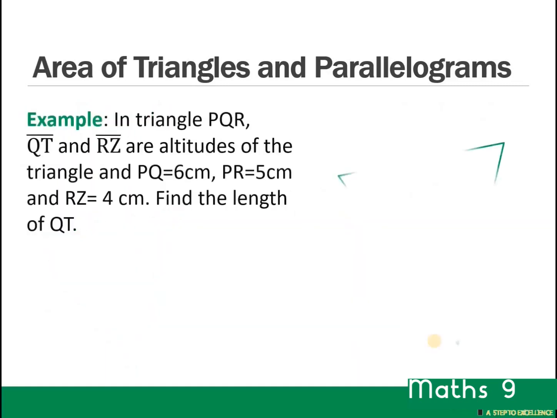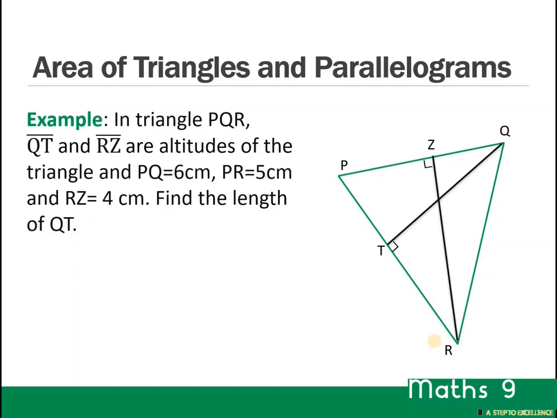Example. In triangle PQR, QT and RZ are altitudes of the triangle, and PQ is 6, PR is 5, and RZ is 4. Find the length of QT.